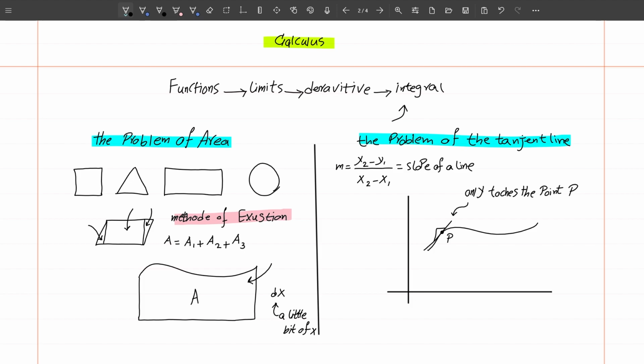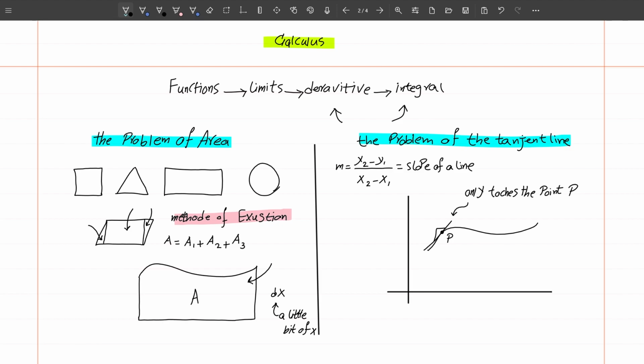So we have to have 2 points to calculate the slope of a line. But in the case of a tangent line, we only have 1 point on that line, and that point is P in this case. So you see where the problem is. We have to come up with a way to calculate the slope of a tangent line, and this is where the derivative gets introduced. Using the derivative, we can find the slope of a tangent line. And using the integral, we can find the area under a curve.